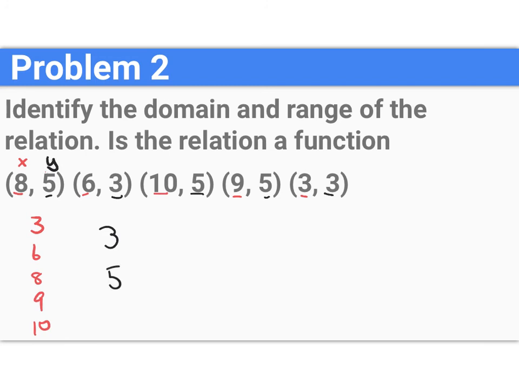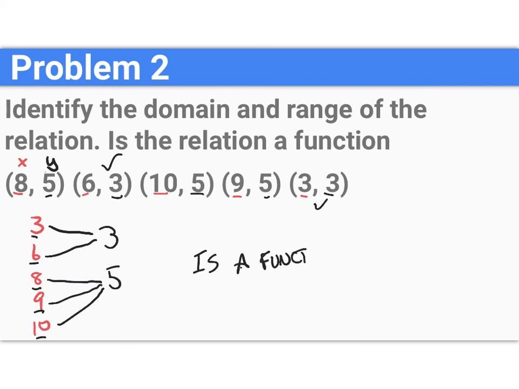Okay, so let's see what we get. 3, 3 is this point here. 6, 3 is that point there. 8, 5, 9, 5, and then 10, 5. Okay, each number in the domain only goes to one number. Even though 8, 9, and 10 wound up at the same number and 3 and 6 wound up at the same number, this is a function. Each number in red only has one line coming off of it, so this works.